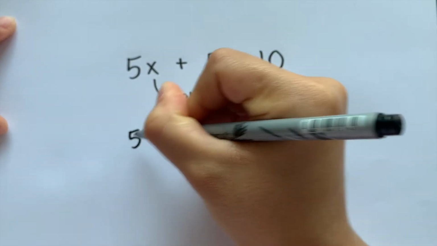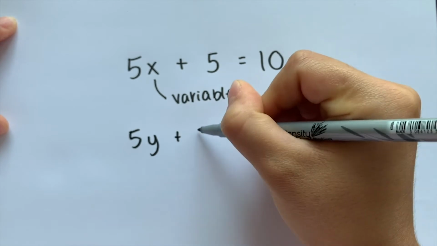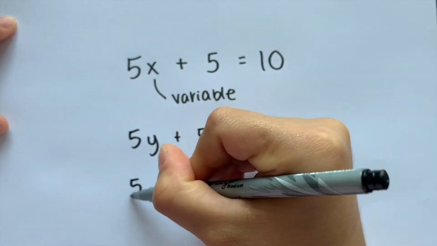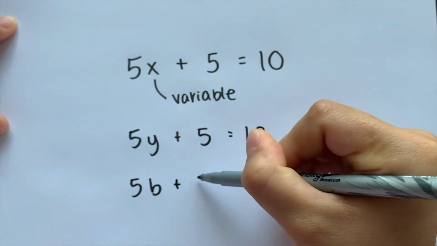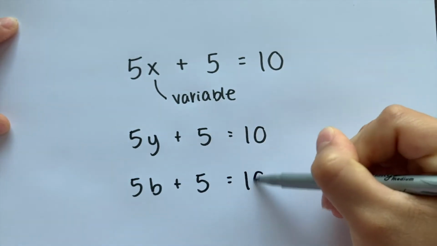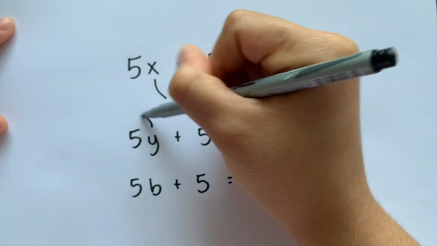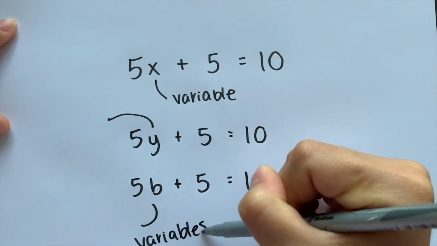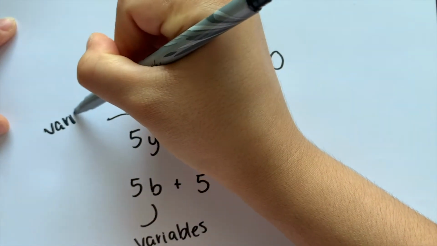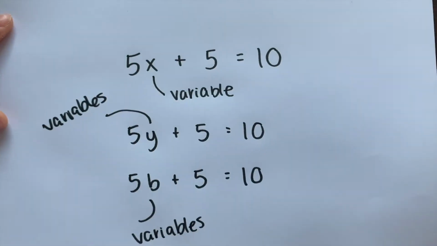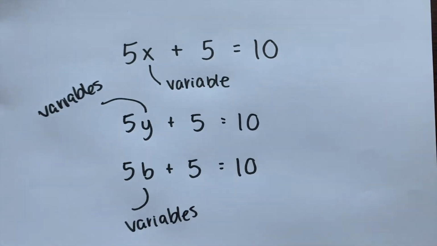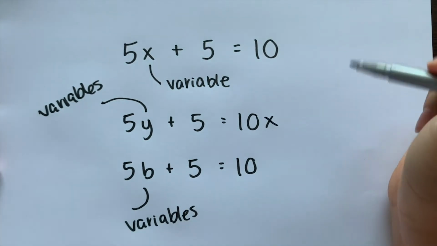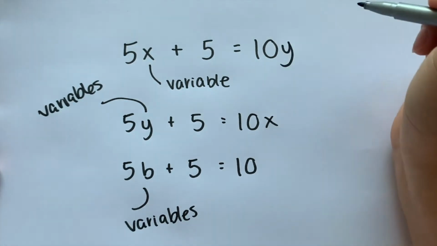So sometimes you'll see something like this, or sometimes you'll see something like this. But whatever letter you see, these are always going to be variables. No matter how many letters you see or where you see the letter, sometimes you can see the letter here, or you'll see the letter here.